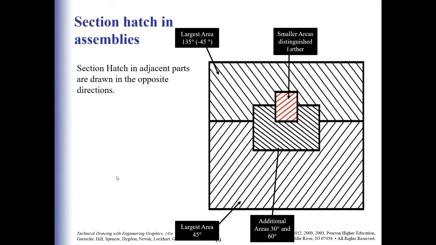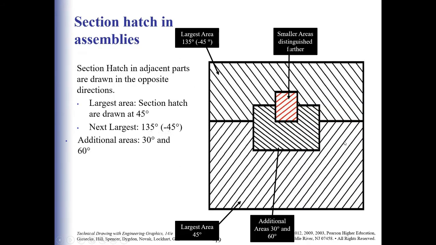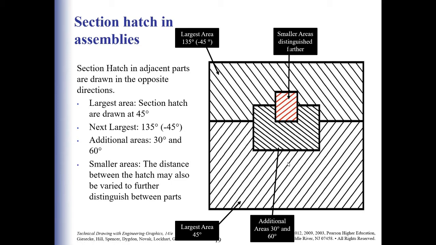Previously explained in the section view, the section hatch, which is the diagonal lines, can also be explained based on the area. Using a larger area will show a larger hatch drawn using a 45-degree angle. The next larger will be a negative 45-degree angle for another material. Additional areas where there are small parts, you can use 30 degrees to 60 degrees angle. For small areas, it can be determined based on the distance between the hatch lines that varies between the parts.